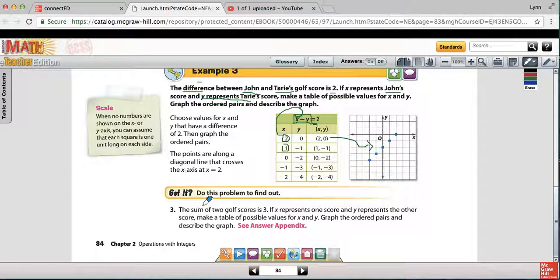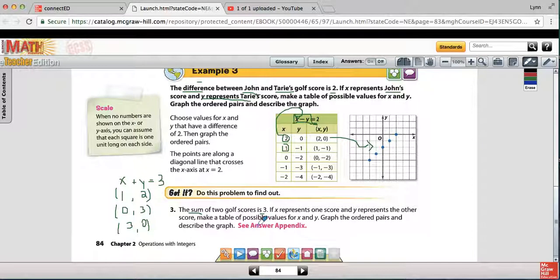We have a similar situation where, in this case, the sum of 2 golf scores is 3. So we have X plus Y equal to 3. What are some possible values for X and Y to be equal to 3? Well, we could have 1 and 2. That makes an ordered pair. We also have 0 and 3. We also have 3 and 0. Come up with a few more ordered pairs that add up to 3 and put that on your note sheet, and then use the graph provided to plot those points.